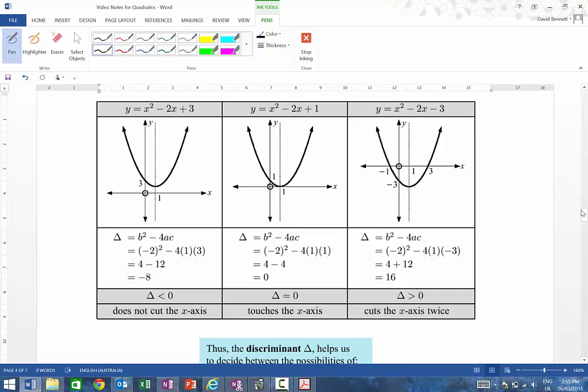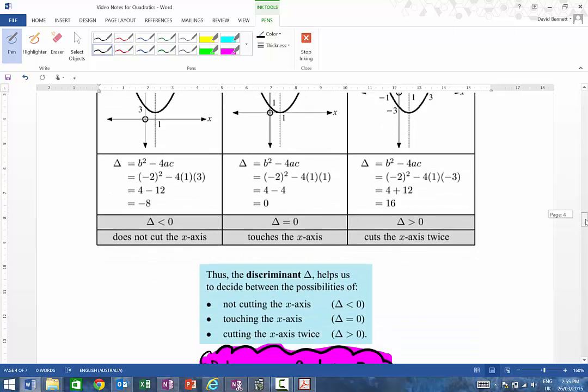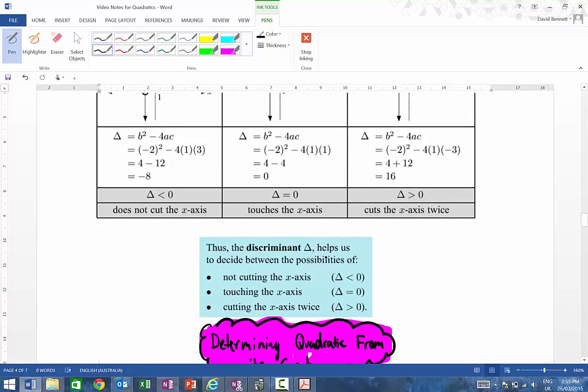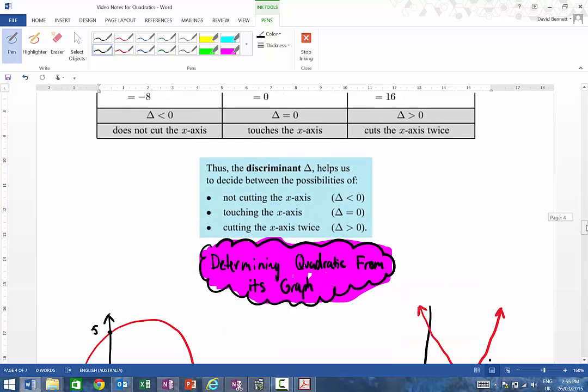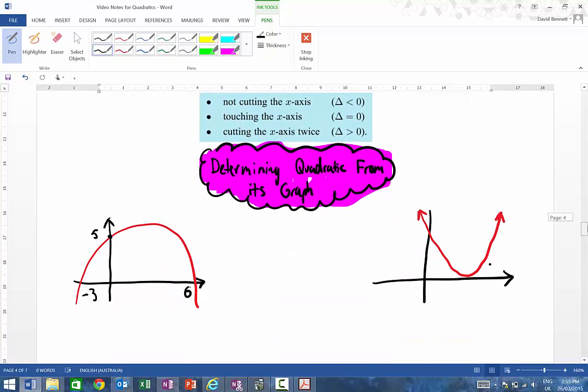Keeping that in mind, we know that if the discriminant is less than 0, it doesn't touch the axis. If it's equal to 0, it touches the axis, and if it's greater than 0, it cuts at two places. What we're going to do in this video is look at determining the quadratic function from its graph. So we're going to do the two things.